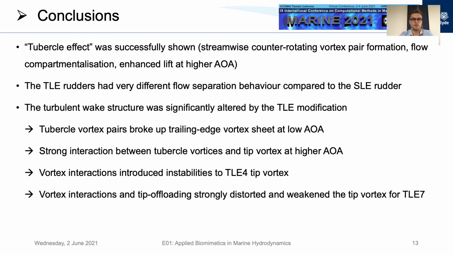The tubercle vortices broke up the trailing edge vortex sheet at low angles of attack. At higher angles of attack, streamwise counter-rotating vortex structures forming around the stall cells interacted with and destabilized the tip vortex. Most significantly, for TLE7, a tip offloading effect occurred that, together with vortex interaction, largely destabilized the tip vortex and accelerated its decay.